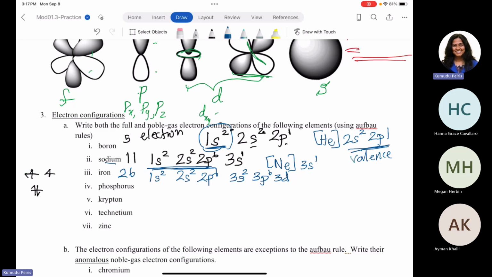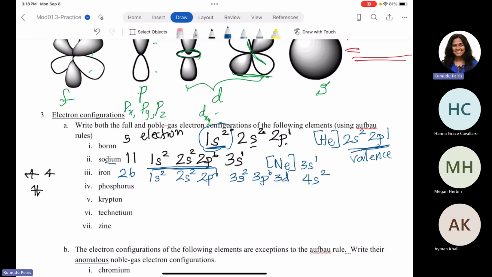And now we have a problem. In energy levels, according to the Aufbau rule, before it fills the electrons into the 3d, the electrons will move to the 4s. So the 4s will be filled, sorry, 4s. The 4s can take 2, and now we have 20 electrons filled.